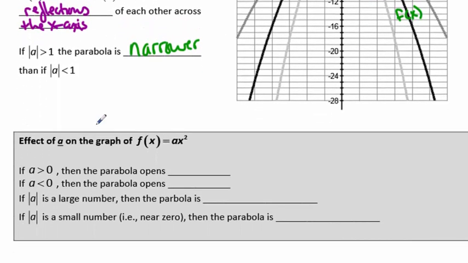Summary here. If a is positive, the parabola opens up. If a is negative, the parabola opens down.